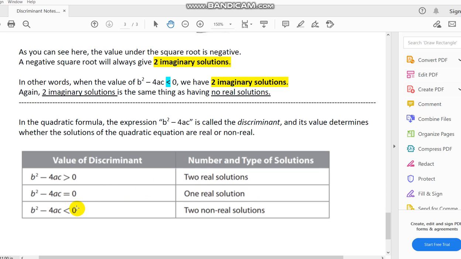And if the value under the square root is less than 0, then you're going to have two imaginary solutions. Or in other words, non-real solutions. Okay? Let's try to do an example just to make this a little bit more clear.